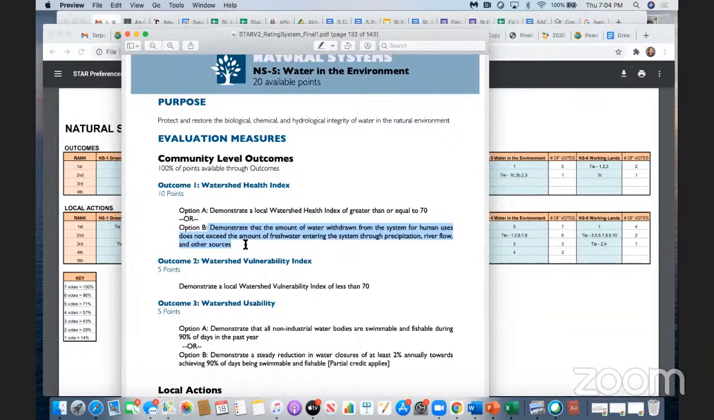Discussion? Thoughts? Mine as well. I mean, we're a local watershed. We're part of a big watershed, the Tampa Bay watershed system. But I think option B, I would agree with you, Dory. Okay. The next item with 5 votes is Natural Systems 3.